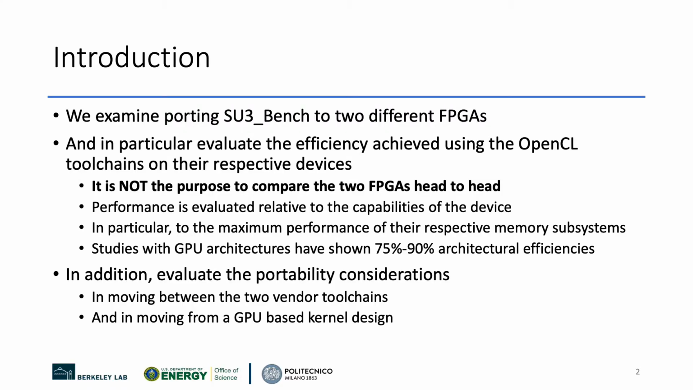In our evaluation, it is not the intent to directly compare the different devices, but instead to evaluate performance relative to the capabilities of the devices. Nominally, SU3 Bench is a memory bandwidth bound kernel, so in this case we evaluate the performance achieved relative to the maximum sustained performance of the respective memory subsystems. As a reference, studies exploring GPU architectures have demonstrated 75 to 90% efficiencies.